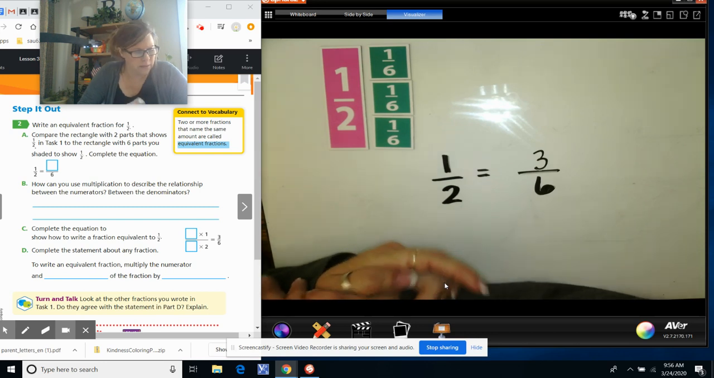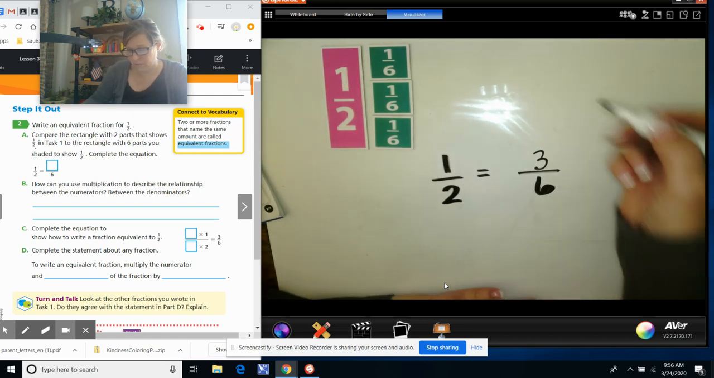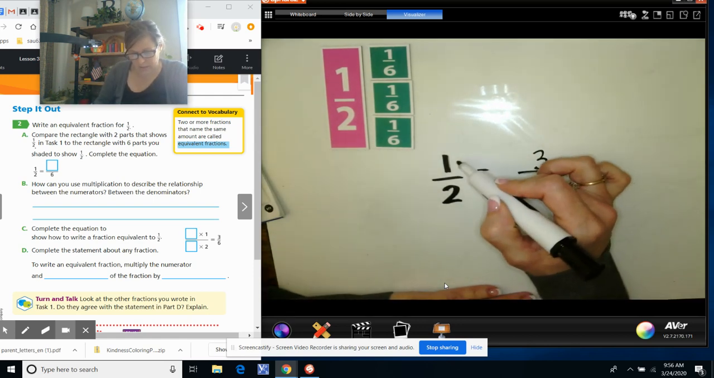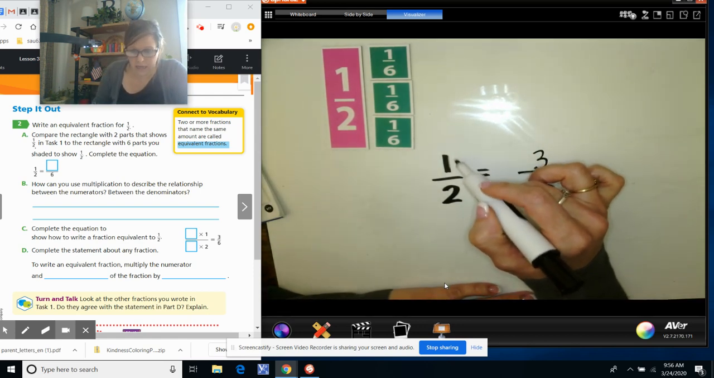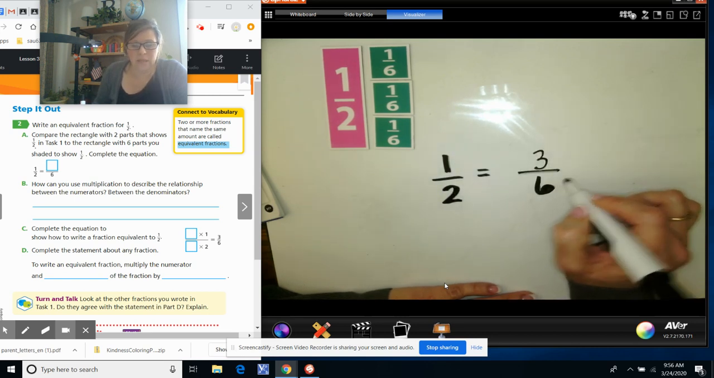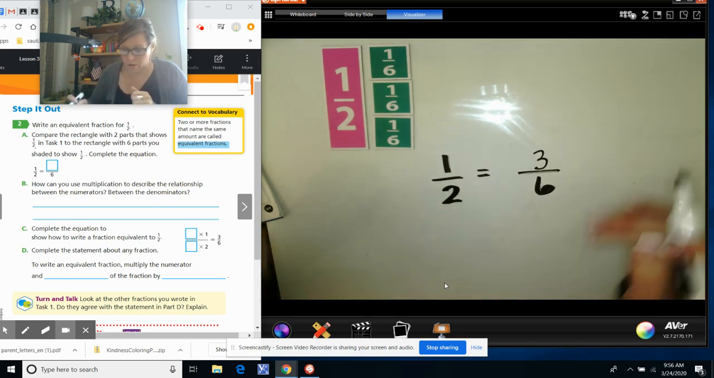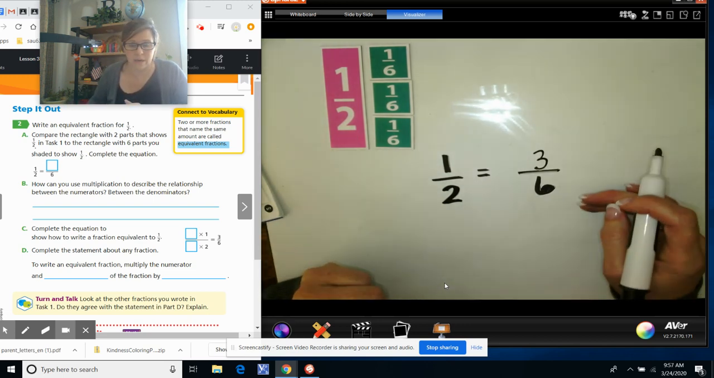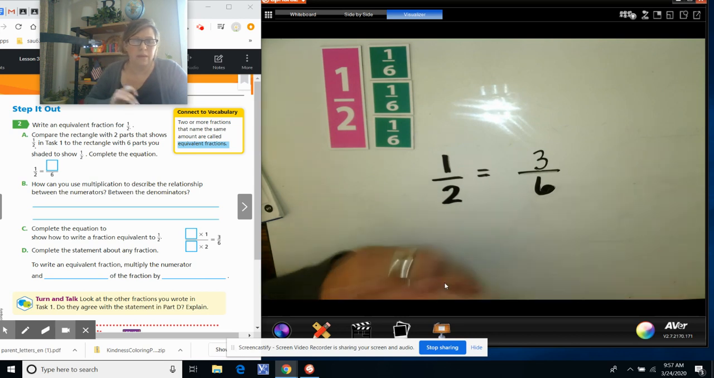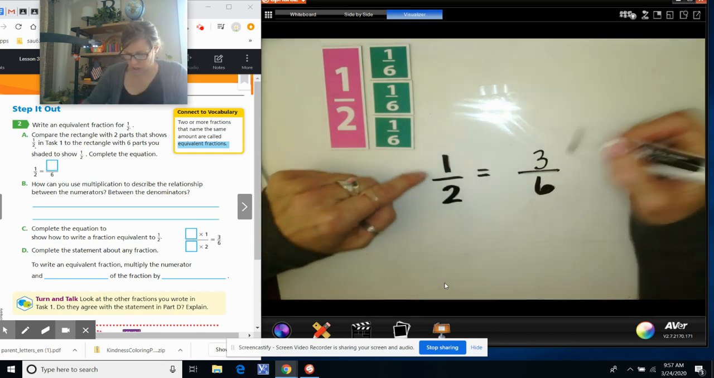So let's think about this. Let's just review real quickly. Remember, the numerator is the number on the top. It's how many pieces are shaded. The denominator is telling us how many parts we broke that whole into. So again, how can you use multiplication to describe the relationship between the numerators? So we're looking at these top numbers.